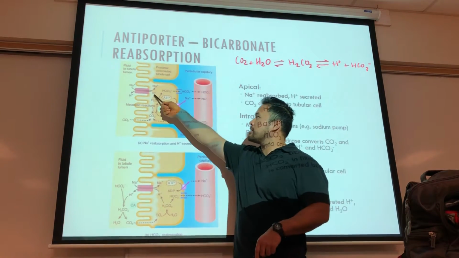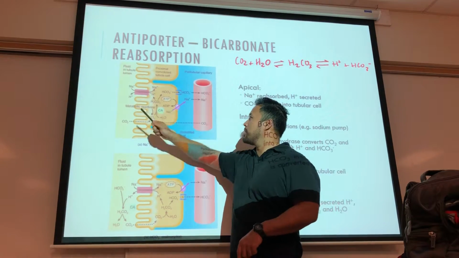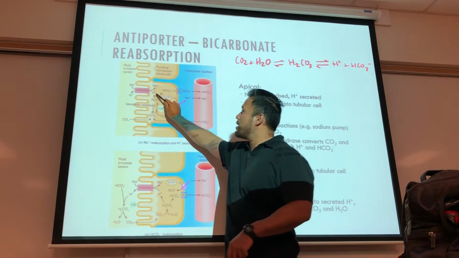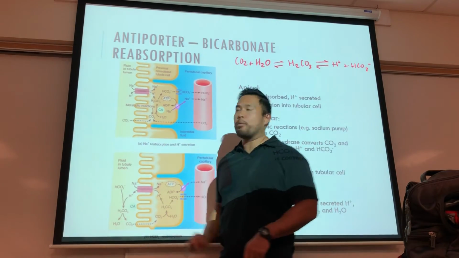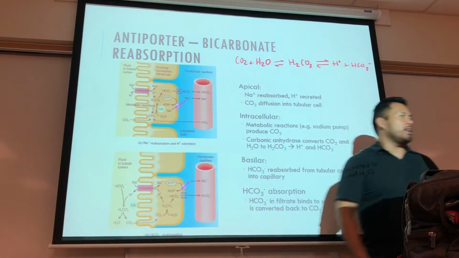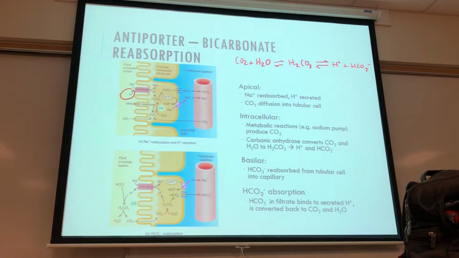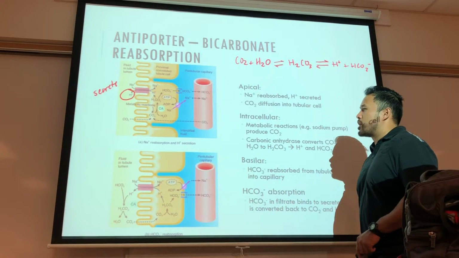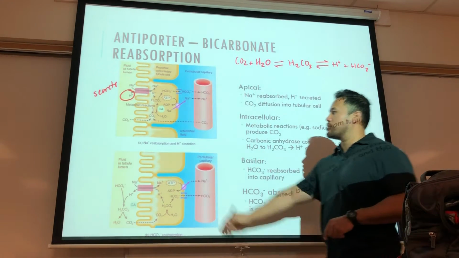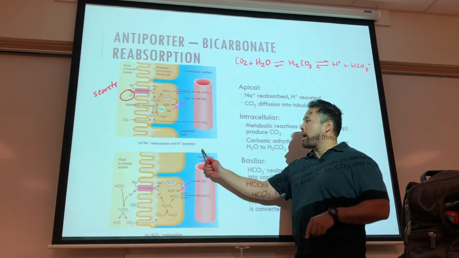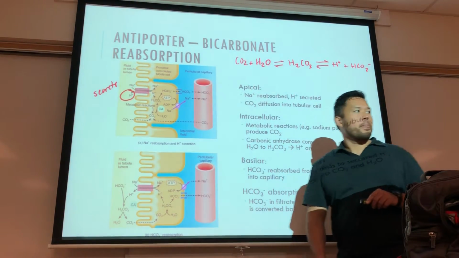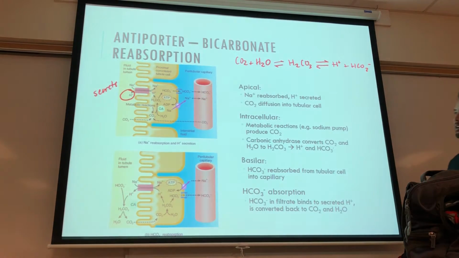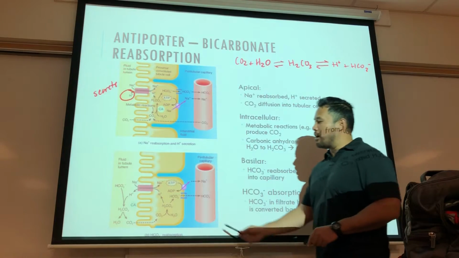Now what happens with that excess hydrogen ion that we split from that carbonic acid? That hydrogen ion then gets pumped out through the antiporter and gets secreted back into the tubule. So that should satisfy what we've just talked about. That's sodium reabsorption, which we saw, and hydrogen ion secretion. But that hydrogen ion isn't done yet. What we can do with that hydrogen ion is it also gets buffered.